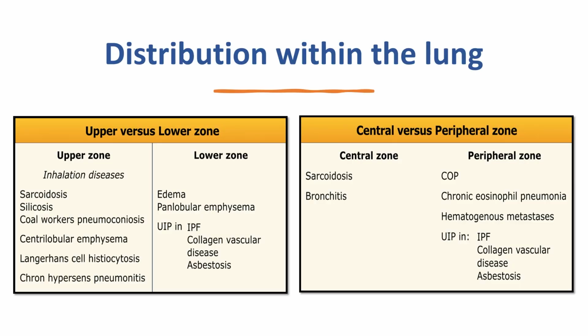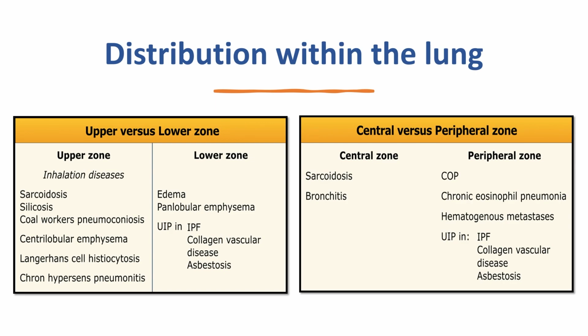Now, the second question was distribution within the lung. So if you have upper zone distribution, you have sarcoidosis, silicosis, pneumoconiosis, emphysema, PLCH, HP. These are in the upper lobes. If you have lower lobe predominant diseases, you think of pulmonary edema or ARDS and UIP pattern or NSIP pattern. Then in central zones, you have sarcoidosis and bronchitis.